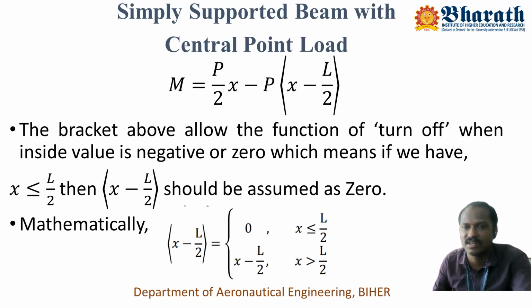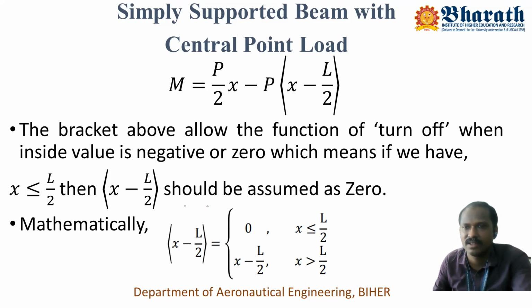Suppose x is greater than L by 2, then we will actually have a positive value. Then the term should be included. Right? Suppose x is less than L by 2, for instance you put x equal to 0. Now what happens? 0 minus L by 2 will become minus L by 2. So it is a negative term. Normally in other equations, that minus L by 2 will be multiplied by this minus P, and we will simply write plus P L by 2.